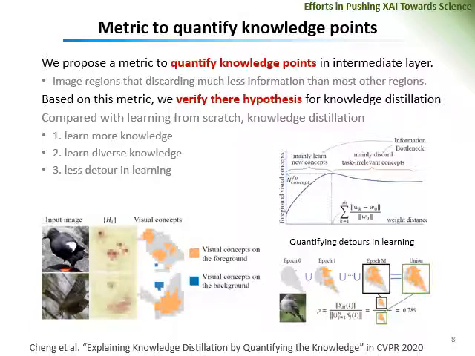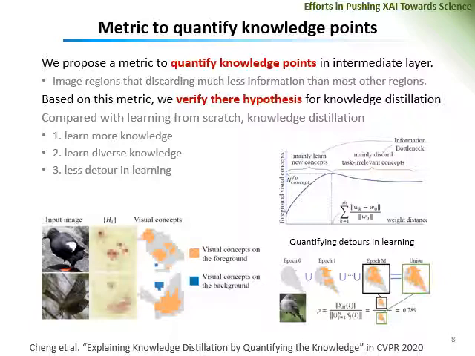Furthermore, based on the information discarding metric, we further propose a method to quantify, or to count, the number of knowledge points that are encoded inside the intermediate layer of a pre-trained neural network. Before this study, there was no metric to count the number of knowledge points encoded by a neural network. Now we can use the number of knowledge points to explain the success of knowledge distillation.